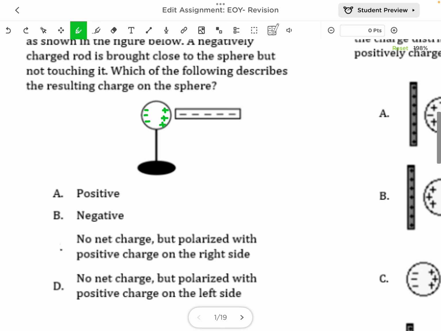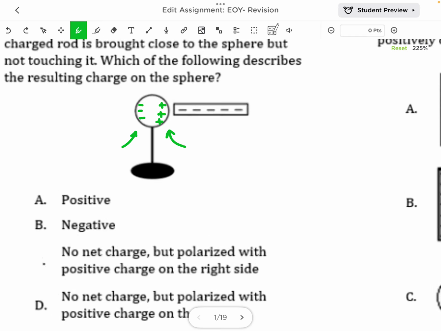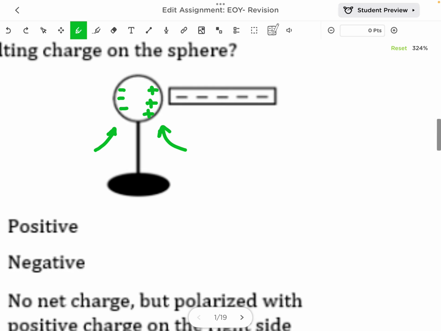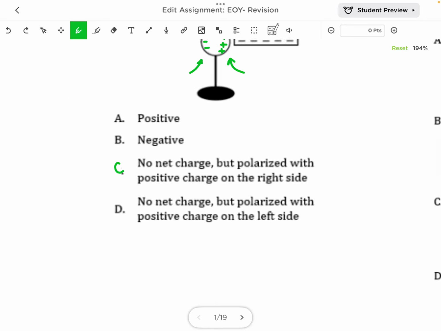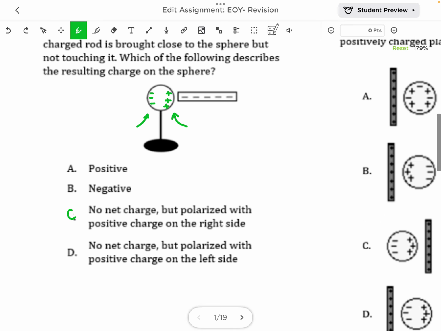There's only polarization. There are two new poles, the positive pole and the negative pole. And as I showed, I have drawn the same number of charges right and left. So there is no net charge, but it is polarized with positive charge on the right because of the negative rod that is brought next to it.